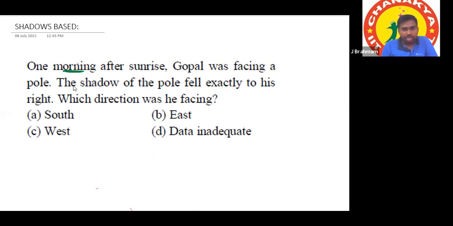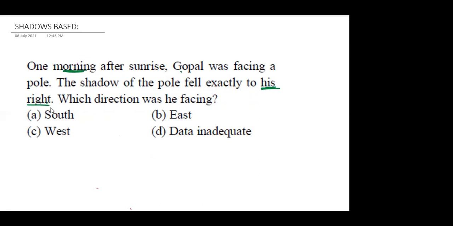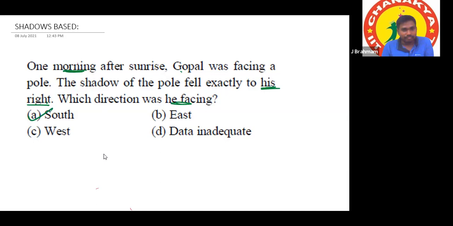One morning, Gopal was facing a pole. The shadow of the pole fell exactly to his right, and we need the points here. Morning, Gopal. So morning shadow is right means Gopal is facing which direction? South. That's all. Answer is south. Yes or no? Yes, sir.